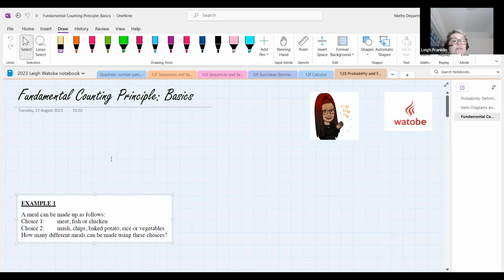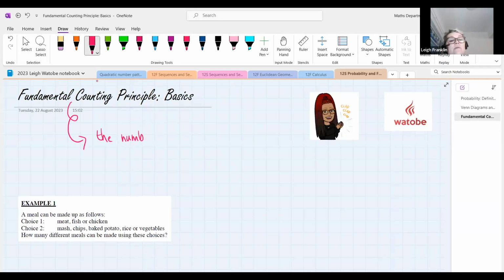Well, let's get into this. It's actually a really lovely section and quite interesting. The fundamental counting principle basically deals with the number of ways in which something can happen.